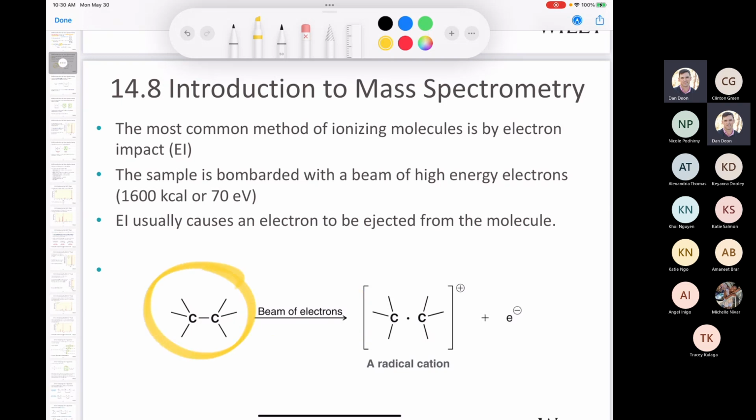So if you have an uncharged molecule and you hit it with the beam of electrons and it loses an electron, well, if something loses an electron, what are you left over with? You're left over with a cation. Well, if the molecule has lost an electron, that means it's got an unpaired electron. What do we call an unpaired electron? We call an unpaired electron a radical. And so we put them together and we say we have a radical cation. We have something that has an unpaired electron and a positive charge.